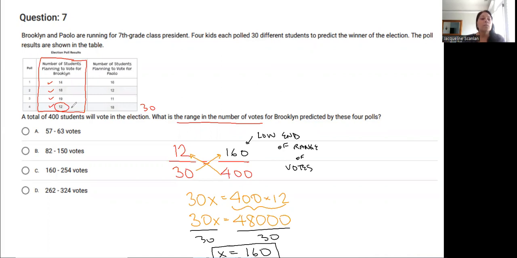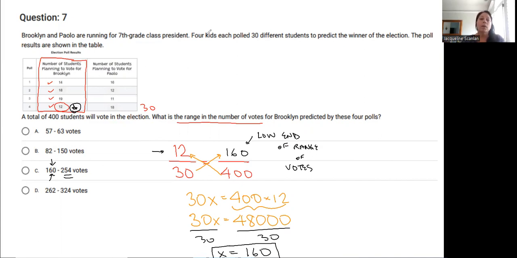Right? It's the low end because I picked the lowest number of students planning to vote for Brooklyn as my numerator of that fraction. So 160 would be the low end, and you see that right here on answer choice C. And then I could just make sure that I did that right for the high end for 254.